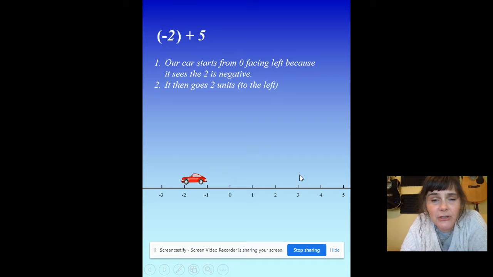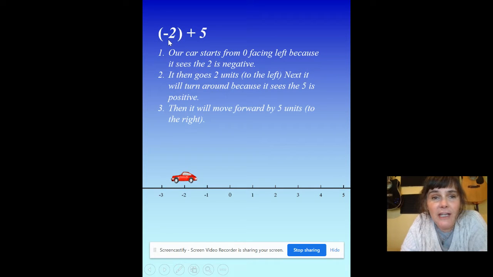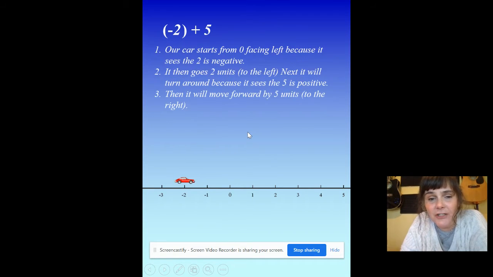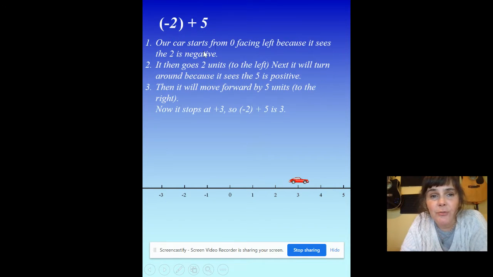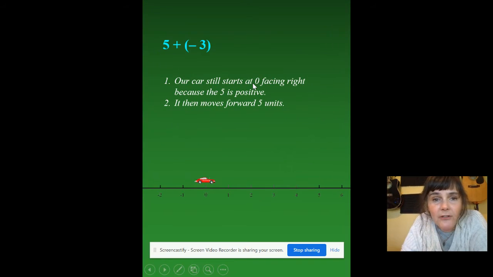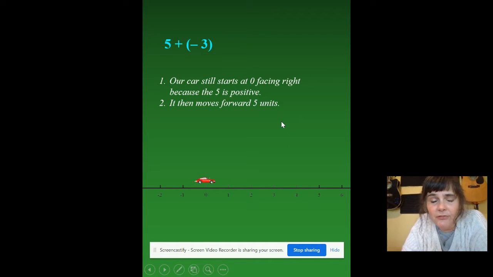Another way is this funny little car here. He goes -2, and then he sees that he needs to add +5. So he's going to have to turn around and go towards the positive direction. 1, 2, 3, 4, 5, and he ends up on 3. So -2 plus 5 is 3. We can do the same thing if we're adding a negative number here. So we're going to start at 5. He's heading in the positive direction. He's going to go up to 5.